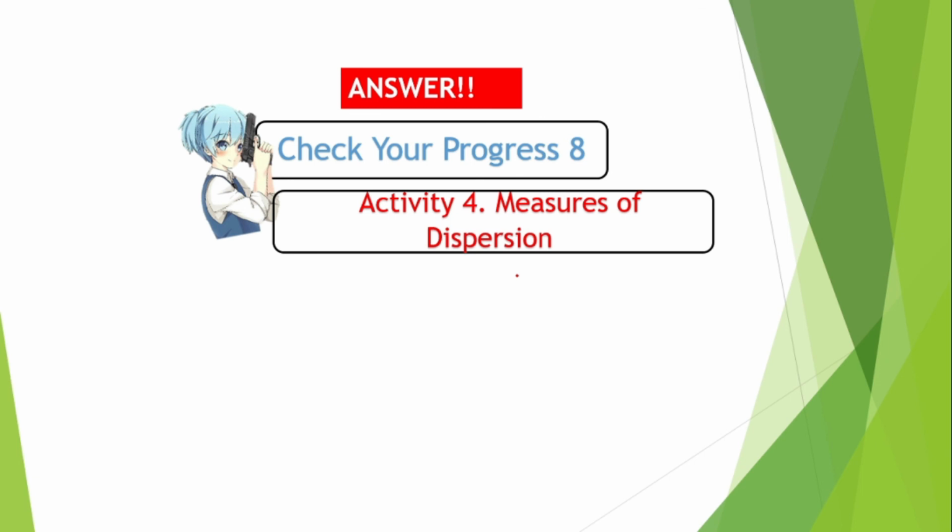And first, we need to get the mean and then construct a table and get the difference between the number and the mean and square it. And to get the summation, you just add the values in the last part of the table and substitute that to the given formula. And for the variance, you just get the square of the standard deviation.